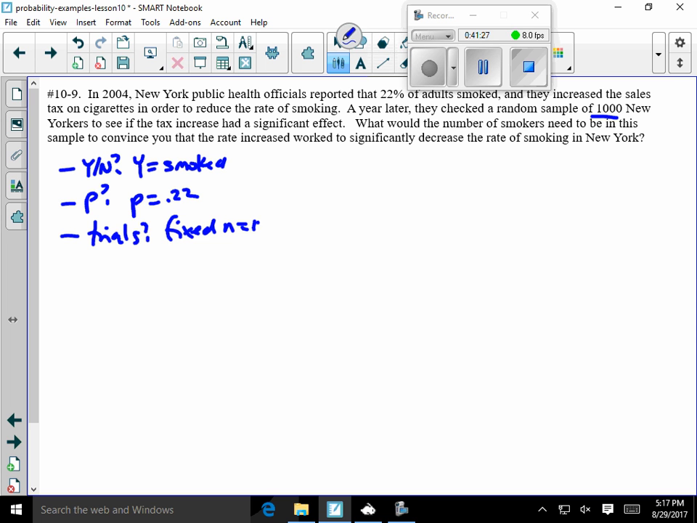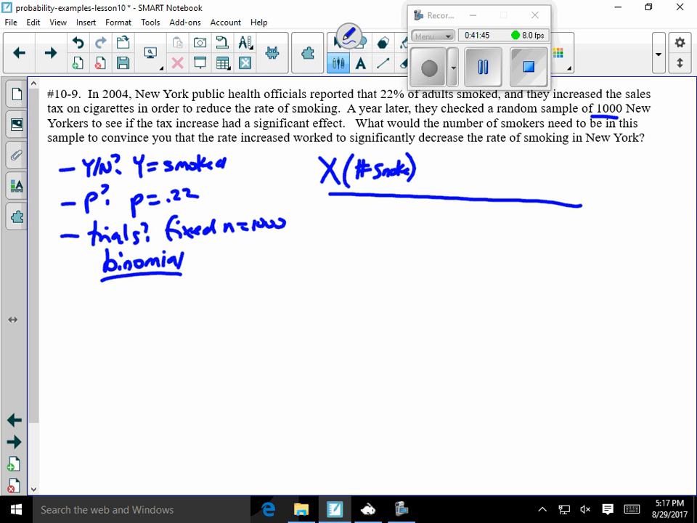N is 1,000. And that makes this a binomial setting, right? This is a Bernoulli trial setting with binomials specifically. So we could do a binomial solution for this. We could define a random variable x to mean the number of people who smoke, right? And that could be in a sample of 1,000.